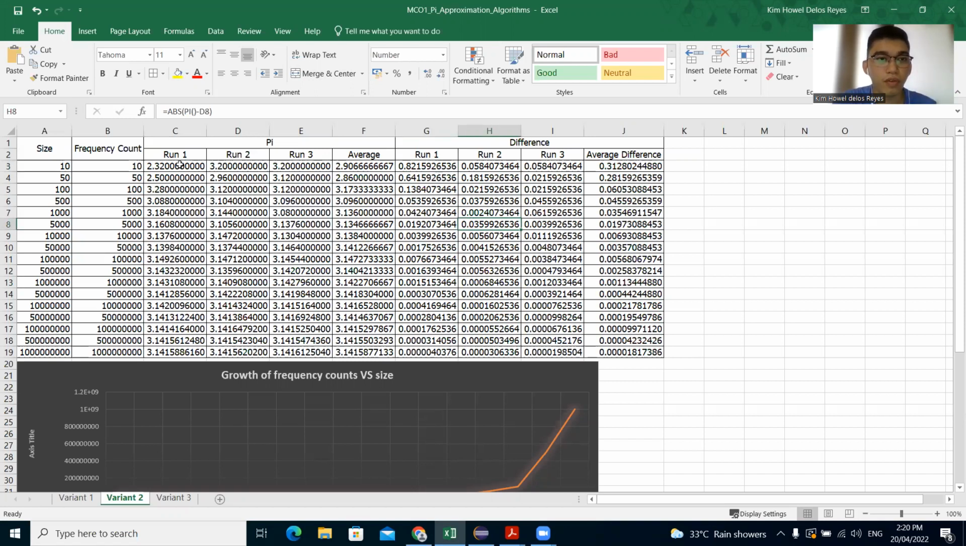So as we have here, it's 2.32. So that's a big difference. It's 0.82. Okay, and then with all the differences, we also get the average of the differences between those 3 runs. And then we do the same for all sizes. As we increase the number of size, or the number of points being generated, we can observe that the value of pi that is being computed tends to be closer to the actual value of pi. Let's try looking here at size equal to 50 million.